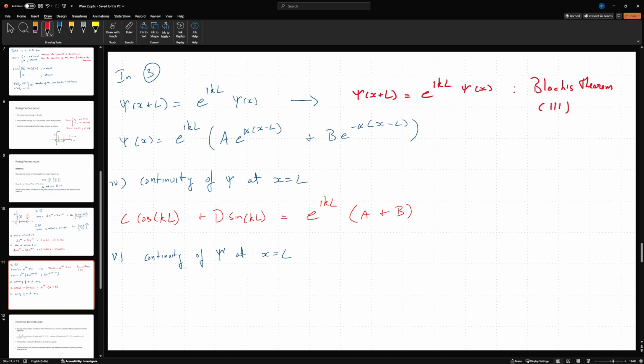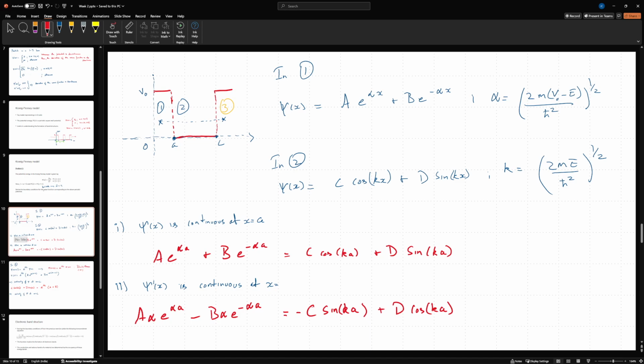So the final equation is continuity of psi dash. So that is going to give, oops, sorry, fumbled. I forgot to write the k's here. CK and DK.